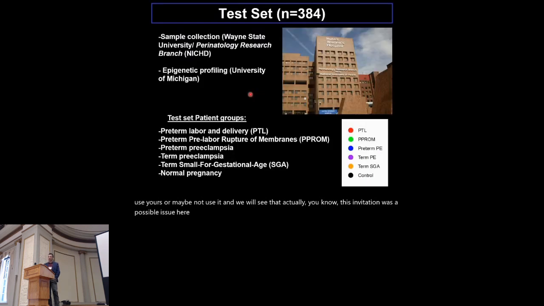I also want to highlight that, as in all the DREAM challenges, there will be no challenge without the test data set. The test data set was generated at Wayne State University with support from the Perinatology Research Branch, which was an intramural unit of the NIH housed at Wayne State. The epigenetic profiling was done at the University of Michigan using the EPIC arrays. The test set had a multitude of possible phenotypes, meaning we had different disease groups such as preeclampsia, both early in pregnancy or late. We had women that delivered spontaneously preterm, and we also had the majority, normal pregnancies. So we had this full spectrum of samples included in the test set.